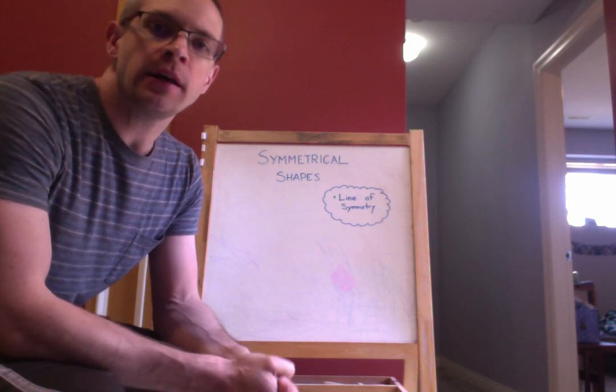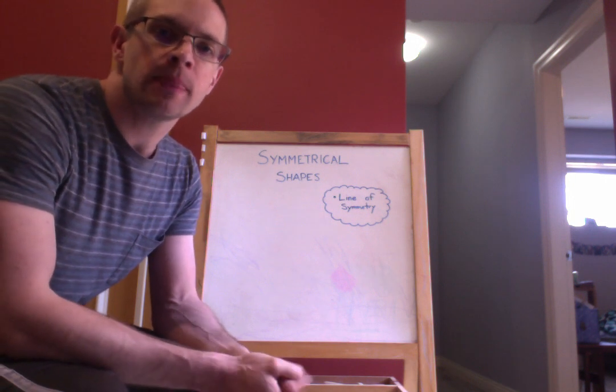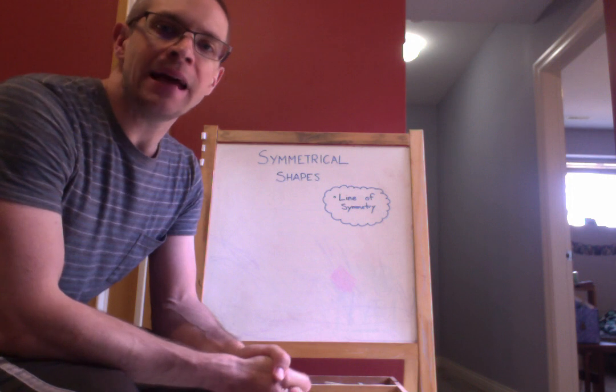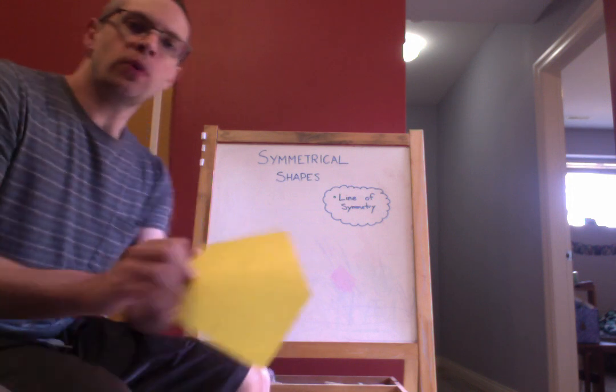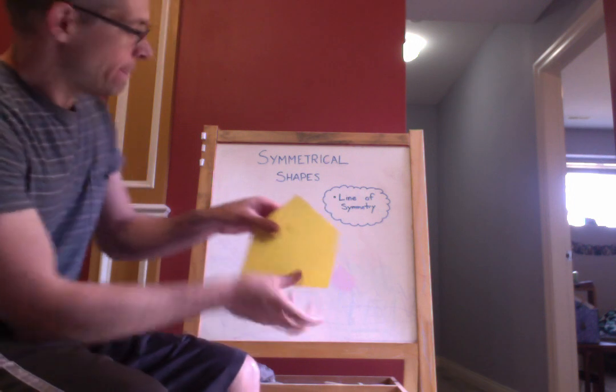Today we're going to be talking about symmetrical shapes. We're also going to be talking about lines of symmetry. Okay? First thing I'm going to show you is a house shape.